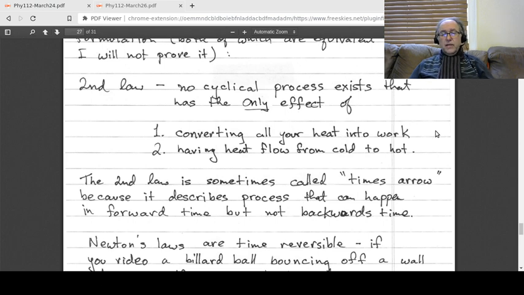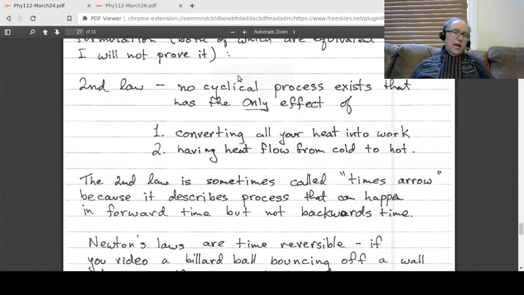All right. So the second law of thermodynamics says that no cyclical process exists that has the only effect of either converting all of your heat to work or having heat flow from a cold area to a hot area. Now, if you think about those two statements, they correspond to the two situations that I just illustrated for you. So the second law basically says, no, that can't happen. That just can't happen.